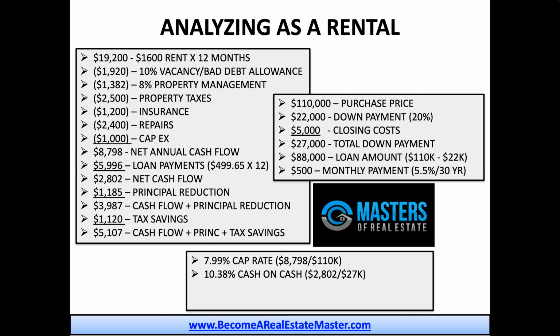And then you're looking at your cash on cash return. You're making $2,802 divided by your $27,000 down payment, and that's a 10.38% cash flow return on investment. And if you added the principal reduction as well, you're making 14.77%. And if you add the tax benefits on top of that, you're looking at 18.91%. And that is not considering front loading the tax benefits into year one and getting a massive tax deduction.